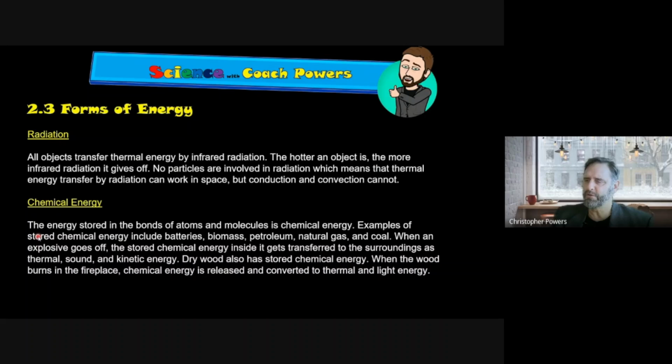Most examples of stored chemical energy include batteries, biomass like plants, petroleum, natural gas, and coal. When explosives go off, the stored chemical energy inside gets transferred to the surroundings as thermal, sound, and kinetic energy. Dry wood also has stored chemical energy. When the wood burns in the fireplace, chemical energy is released and converted to thermal and light energy. Think about that. You see it as light and it's hot. So we have some transference of different forms.